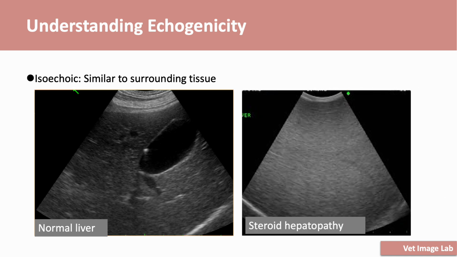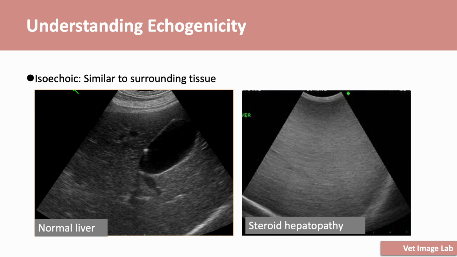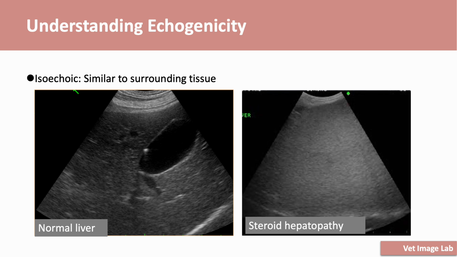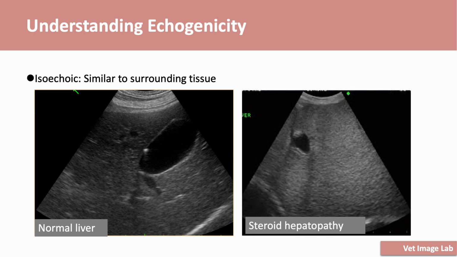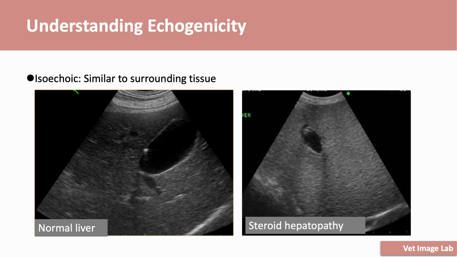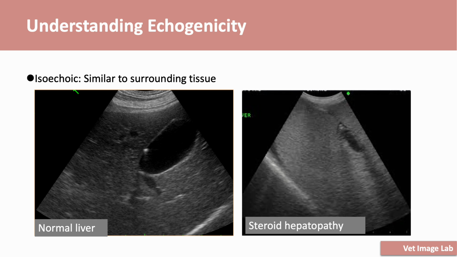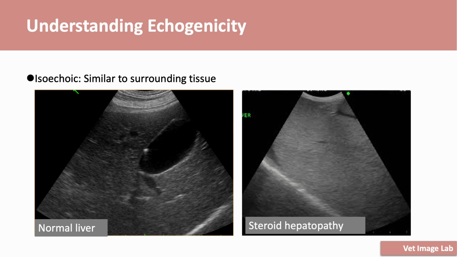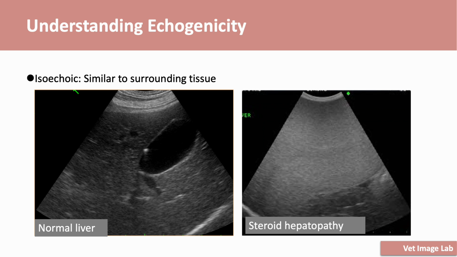When tissues have similar echogenicity to their surroundings, they blend in with adjacent structures. In ultrasound, we describe these as isoechoic tissues. Let's look at these 2 ultrasound images from different dogs. At first glance, do both livers appear isoechoic?